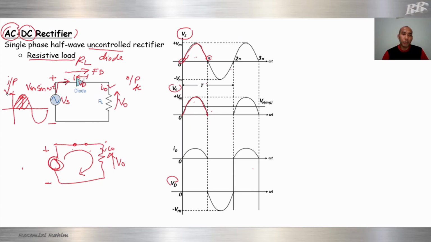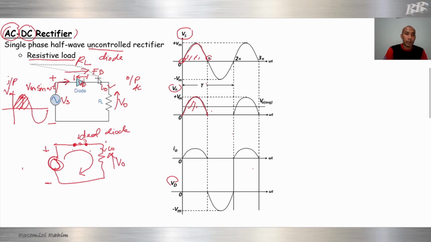In this case we assume we have an ideal diode, so there is no voltage drop here. If we use a real diode, for example silicon, there will be a drop here of 0.7 volts. If you use germanium, 0.3. In this case, we just use an ideal diode, so there is no voltage drop. This means the output is exactly the same as the input, so the output waveform is the same as the input waveform during the positive cycle.